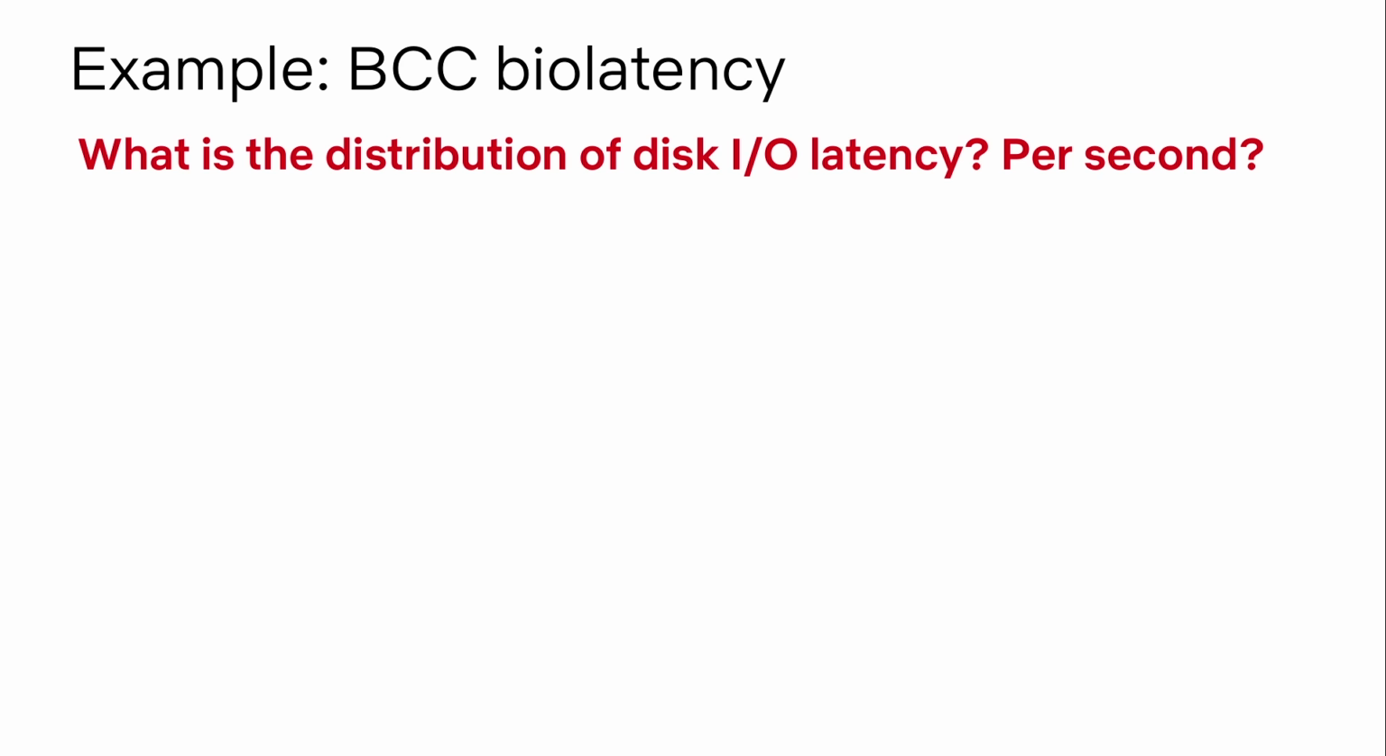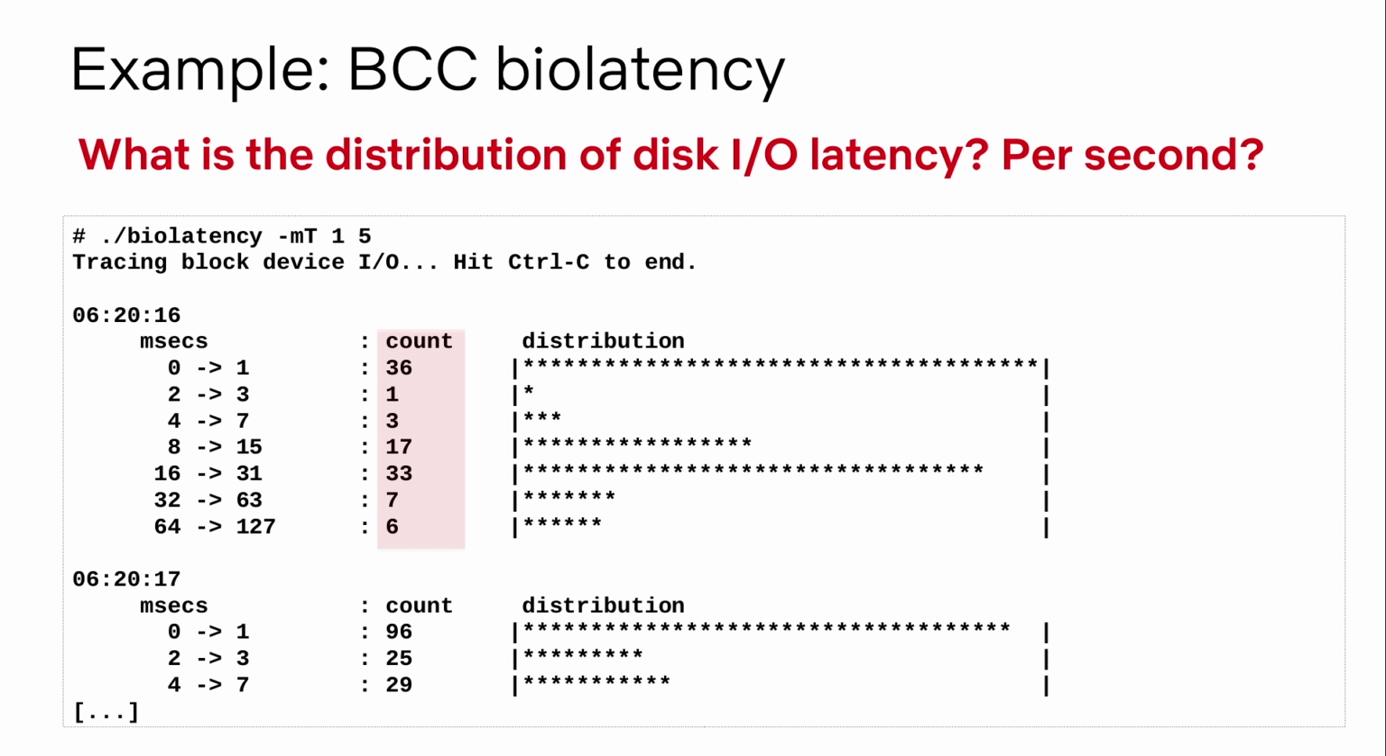As another example of a BCC tool, biolatency. And these are all open source, and BCC is open source. It's all on a GitHub account called iovisor from the Linux Foundation. Biolatency records disk I/O latency and shows it as a histogram. But it does this efficiently. That count column is calculated and summarized in kernel space.